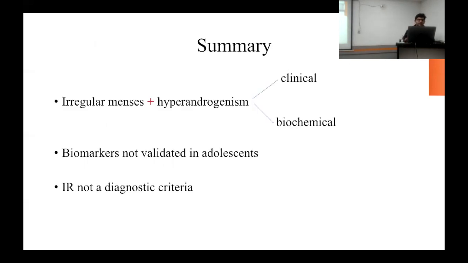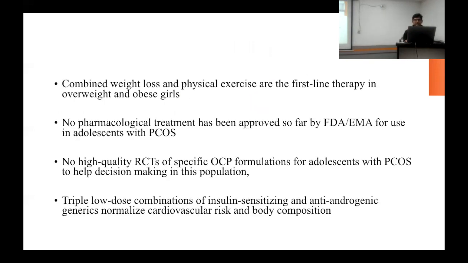So summarizing, initially irregular menses with hyperandrogenism, according to this study, saying clinical as well as biochemical requirements. Biomarkers are not validated in adolescents. Insulin resistance is not a diagnostic criterion but a helpful association. Combined weight loss and physical exercise are the first line therapy in overweight and obese girls. No pharmacological therapy has been approved by FDA or EMA for use. No high quality RCT on a specific OC formulation has been told by this study. And they are suggesting triple low dose combination for insulin and antiandrogen components.